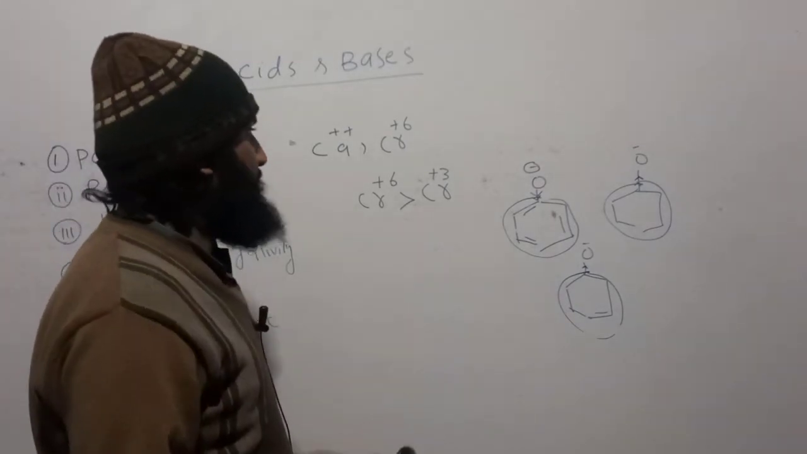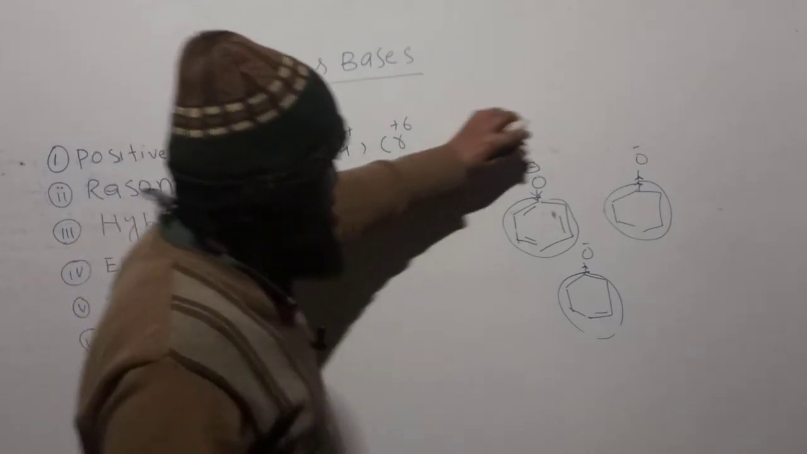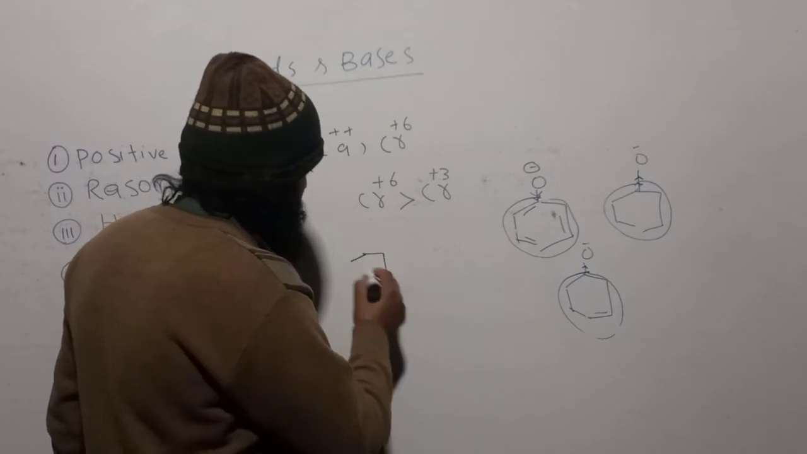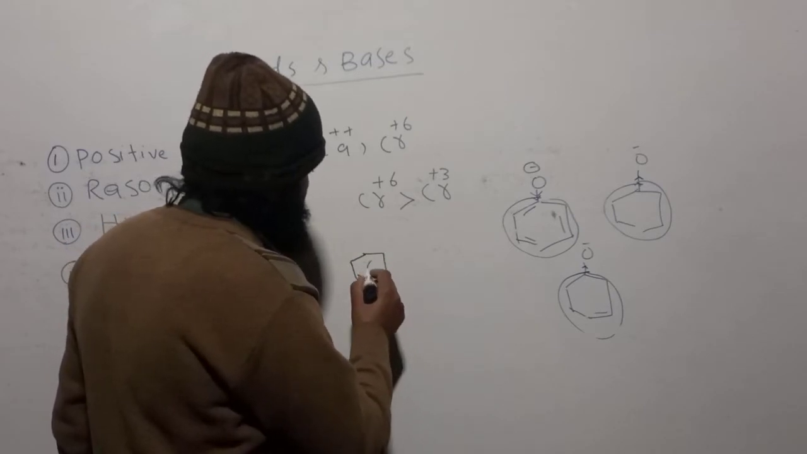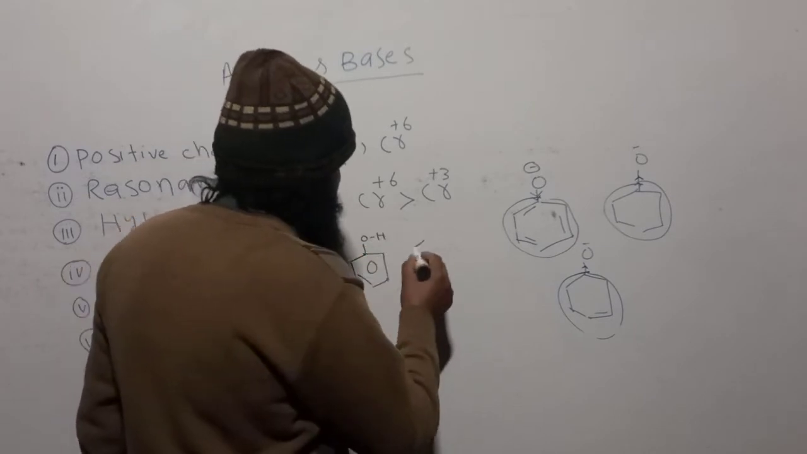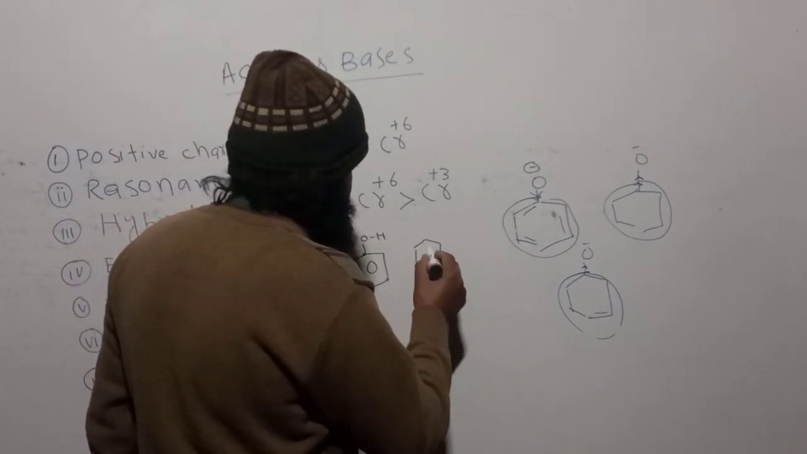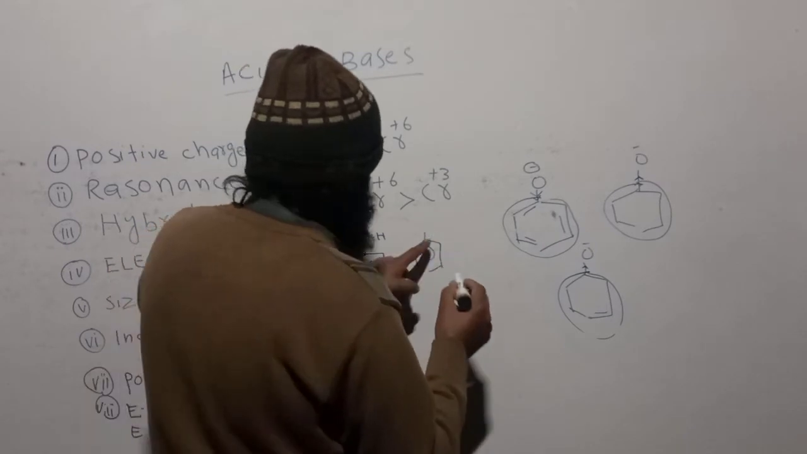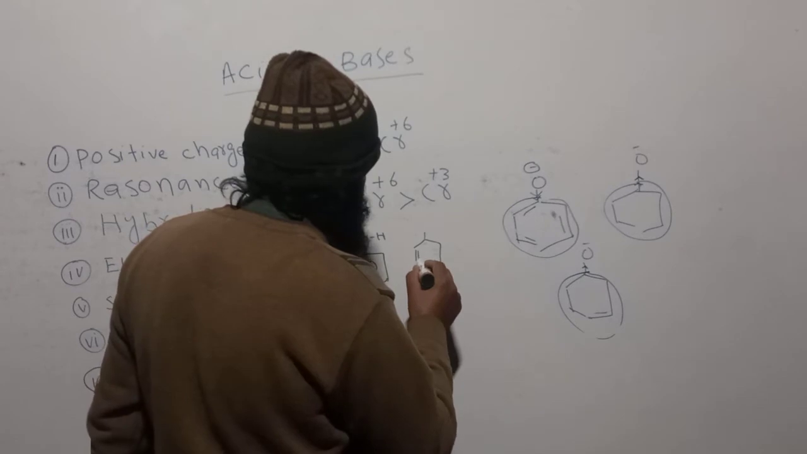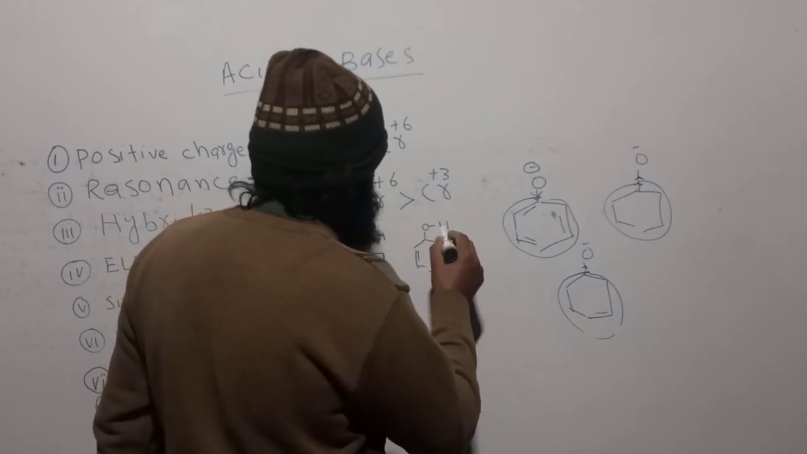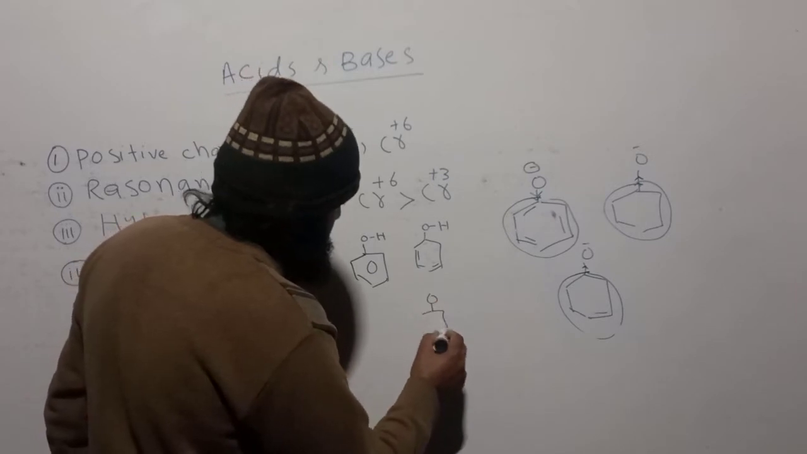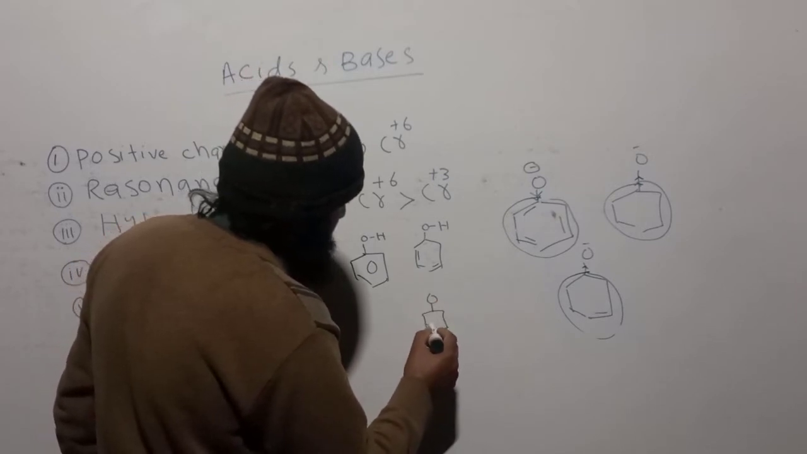If I want to write it for acidity, what will be its rule? For example, one structure is this, another one is this, and the other one is that.